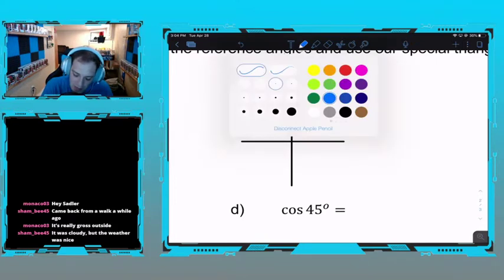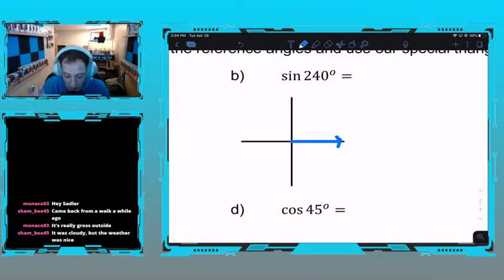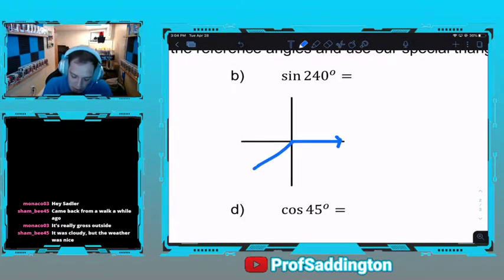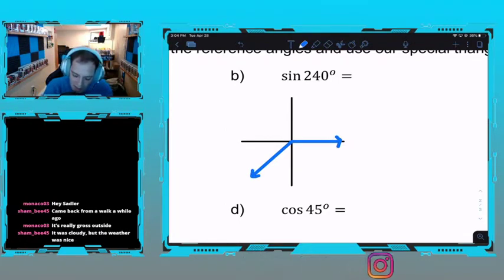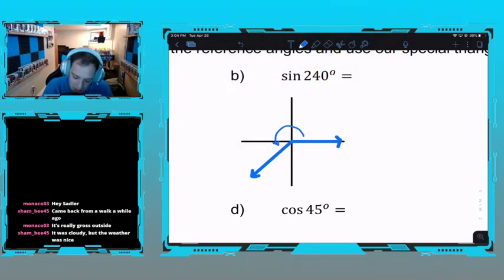So now what I'm going to do is draw my initial ray, which is always going to be on the x-axis. And then 240 degrees is going to fall in the 3rd quadrant. So we're going to be down somewhere over here. And we now know the angle. I'm going to shrink this while I write so it's not taking up all the space. That's 240 degrees. So that's how far we rotated.